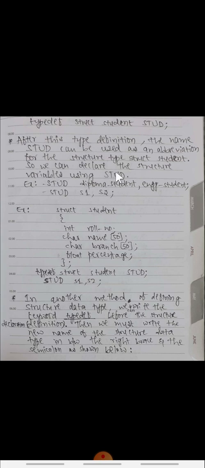So we can declare the structure variables using stud, that is stud diploma student, engineering student, stud book, diploma book or engineering book also we can write. And previously we had declared the two variables s1 and s2, so we can write here stud instead of writing struct student. One example here I have written for your better understanding.